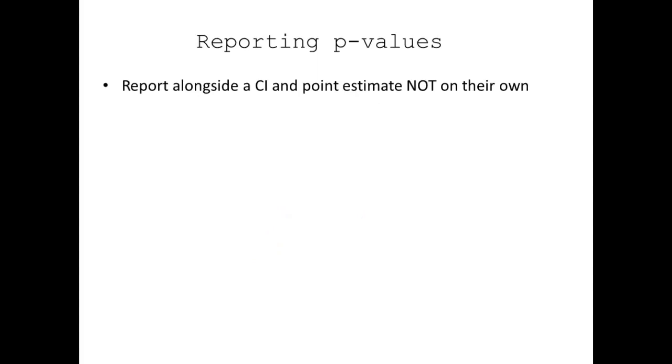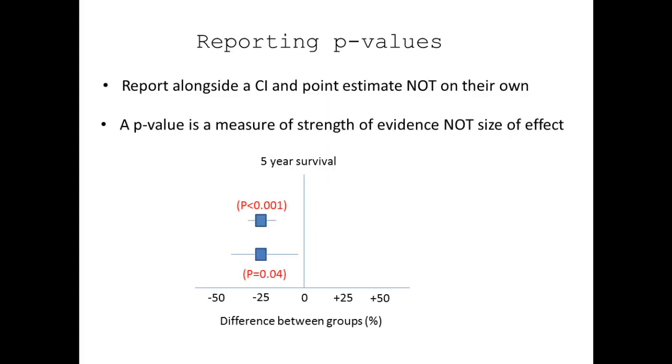There's generally an over-reliance on the reporting of p-values in the literature. Rarely should they be reported on their own. You should also include a measure of effect and a confidence interval. And a p-value is directly linked to a confidence interval, so a bigger study with the same size effect or same point estimate, as illustrated here, would have a much smaller p-value.